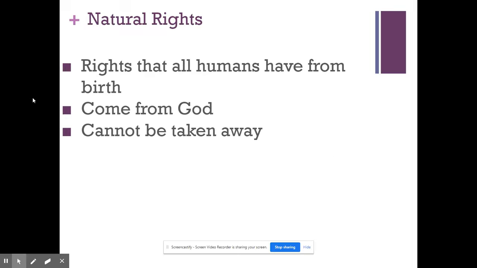Natural rights. This is the one you need to star and you need to know. So natural rights are the idea that all humans have rights from birth. They come from God and they cannot be taken away, period. Everybody has them. So this would be like the United States saying everybody has the right to life, liberty, and the pursuit of happiness. No one can take that away from you because when you're born, you just have those rights.